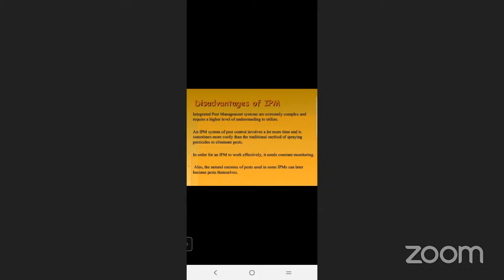For example, Lepidoptera, butterflies, Diptera, Hymenoptera, meaning honeybees. Like this, so many orders of insects are there. When we are using it on one particular type of insect, all other orders of insects also get affected. So it is not acceptable in today's scenario. So we are not accepting it.